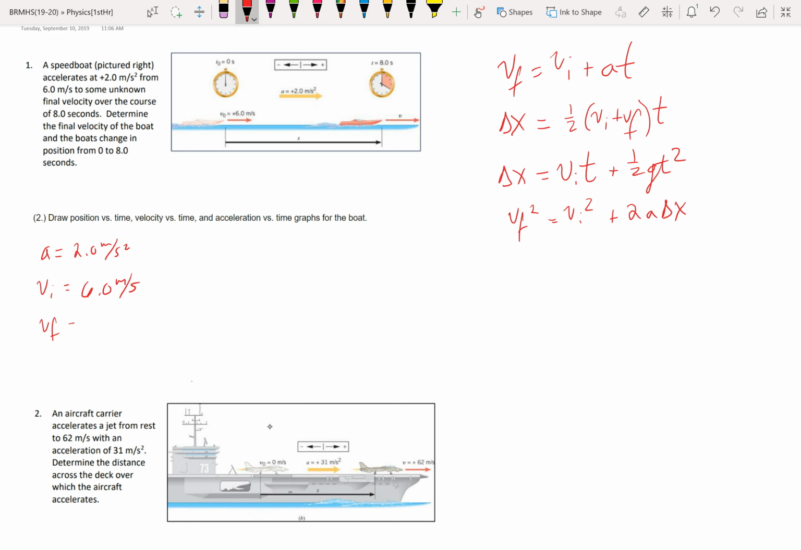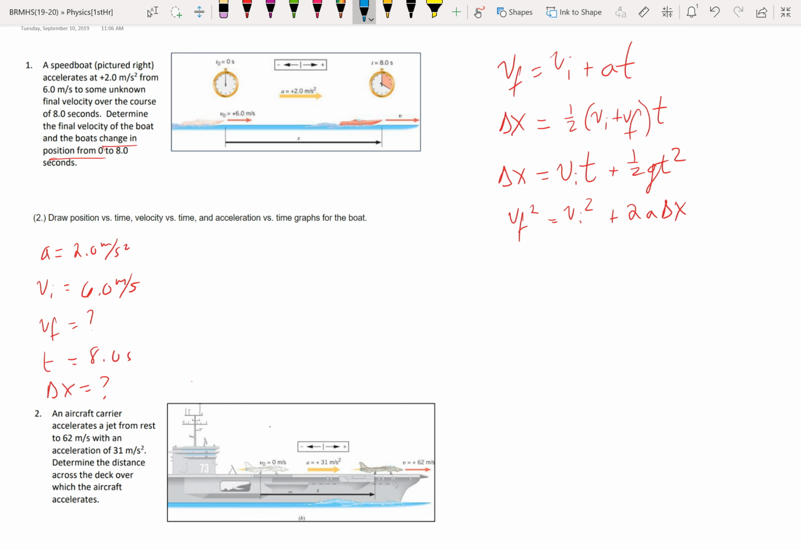Final velocity is unknown. That's what we're looking for. Our time is 8 seconds. Determine v final, and also the boat's change in position. So that's my delta x equals question mark. So I can solve one at a time. Let's start with delta x this time.